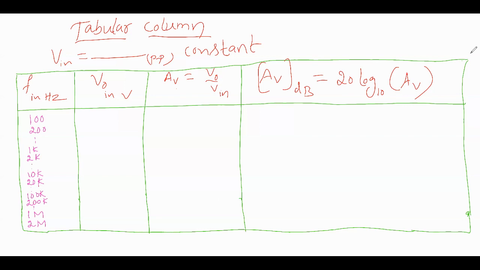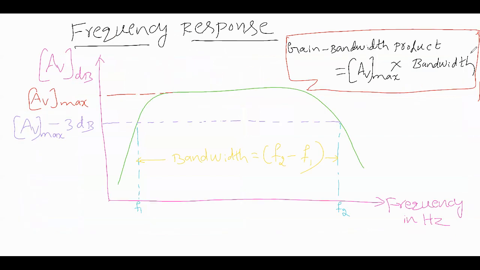Then you calculate the gain AV equals V0 by Vi. Vi is constant for all the frequency components, and you express all the values of AV in decibels by taking 20 log of AV. Once you fill up this tabular column, you have to plot the frequency response on the semi-log sheet. The x-axis is frequency, whereas the y-axis is AV in decibels. The last column, AV in decibels, is what you plot on the sheet.